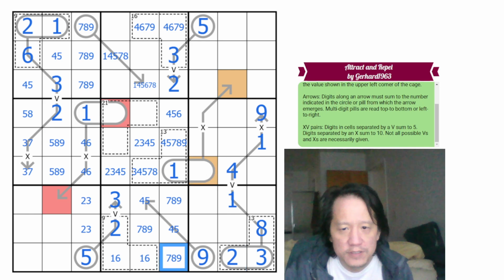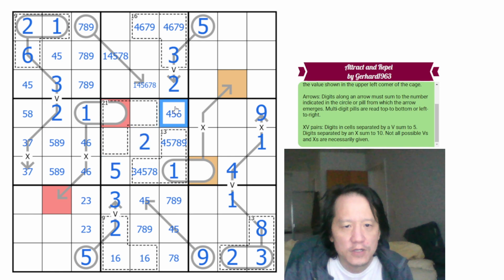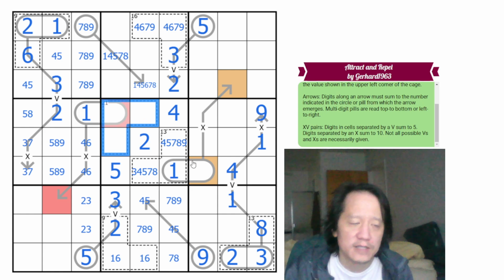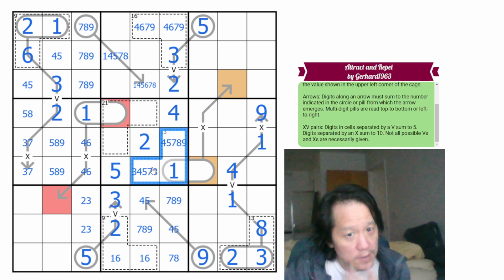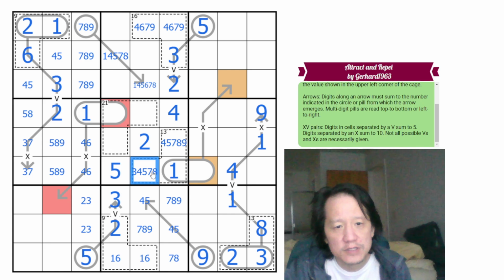This is 3. This can't be 9. This can't be 2, 3, or 4. So it must be 5, which makes this 2. So then this is 2, 4, and 5 to add up to 11, which we know 11 plus 13 plus 21 adds up to 45. So this has to be 3 and 9. 1, 3, and 9. So this is 6, 7, 8.